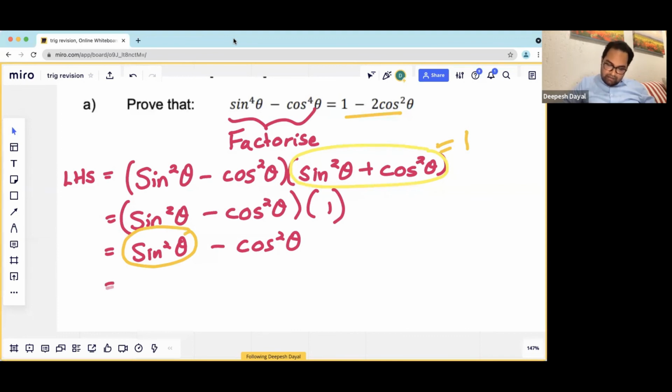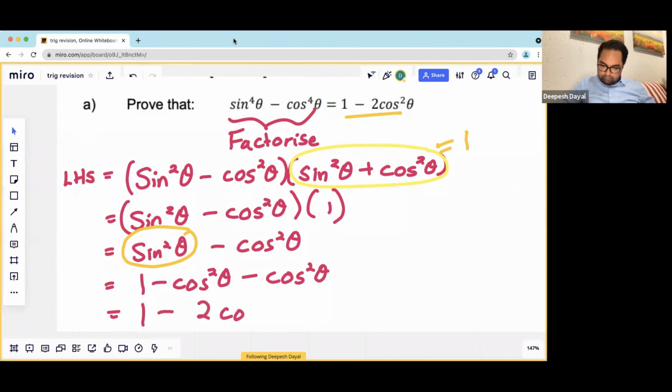Yes, that's correct. Thank you, Aiden. So 1 minus cos squared theta, right? Minus cos squared theta. There we go. And then we simplify, right? So minus cos squared, minus cos squared, what does that give us? Minus 2 cos squared theta. And there we go. And we've proven that it equals the RHS. So left-hand side equals right-hand side.